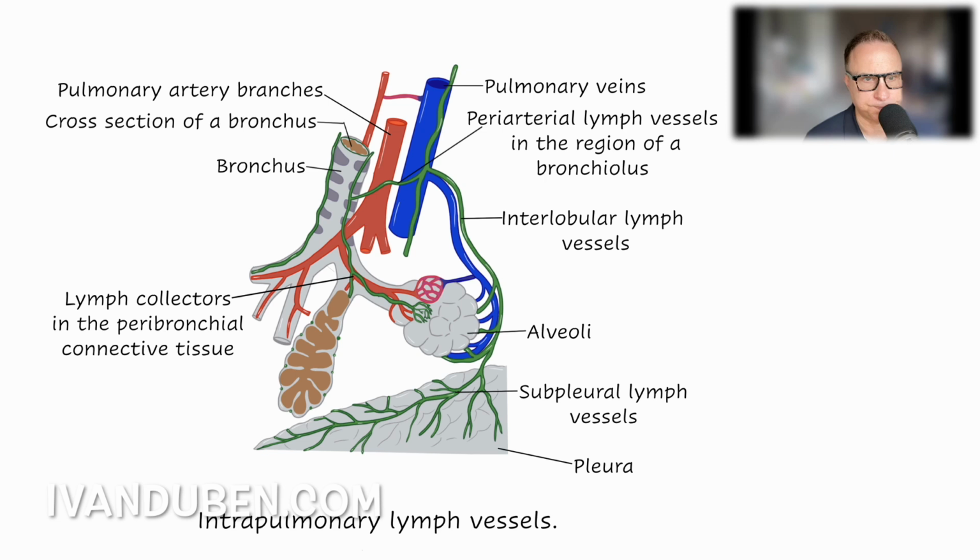Intrapulmonary lymph vessels, also part of the lymphovascular terrain. We can see how the lymphatic vessels, these aren't nodes, but these vessels are followed down into the architecture of the lungs. And one of the only places where there is no lymphatic support is at the level of the alveoli.